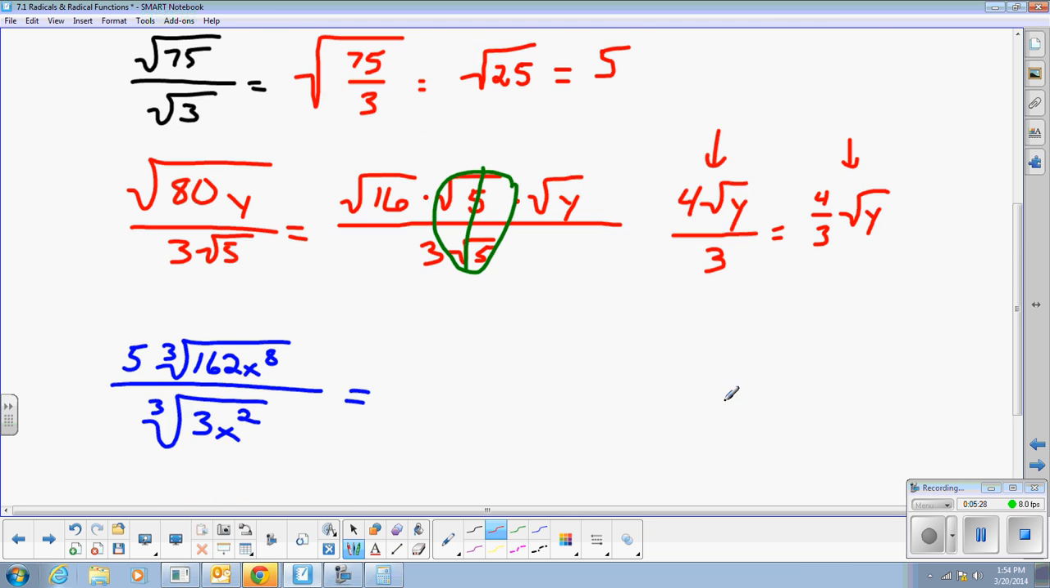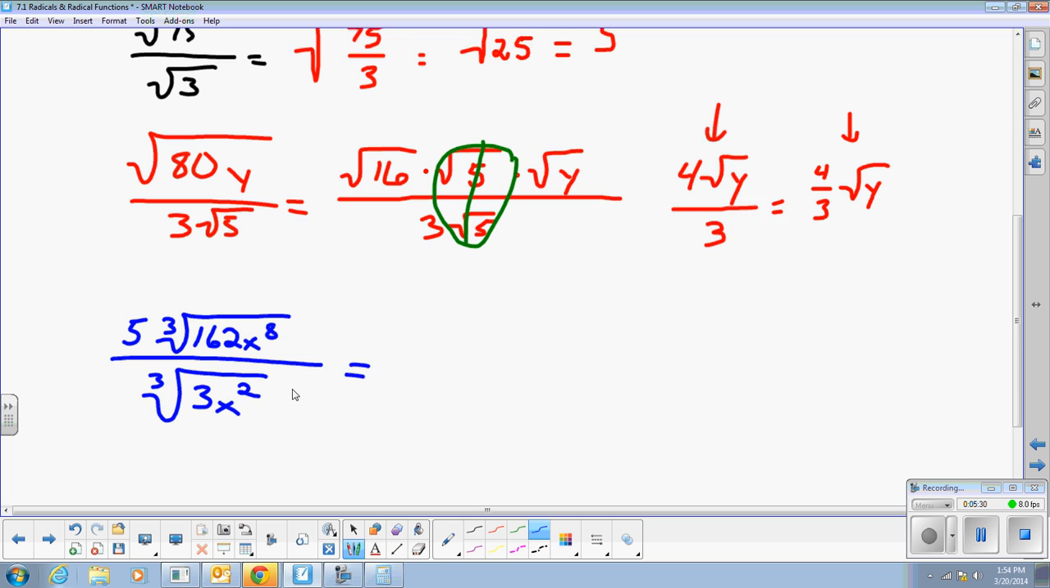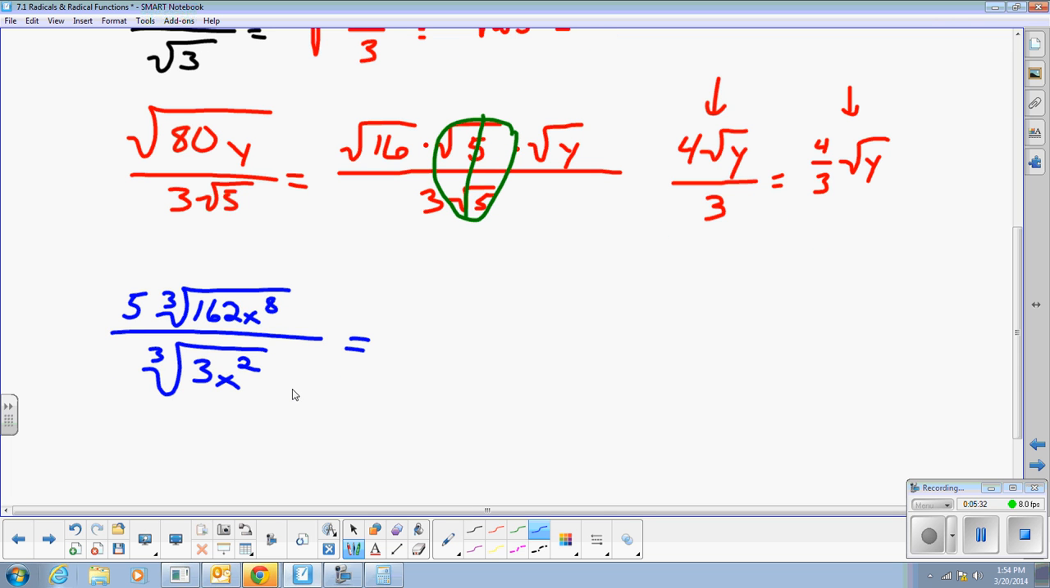Okay, another example for us. Here's one where now I have cubes. 5 times the cubed root of 162 x to the 8th over the cubed root of 3x squared. This is one you can do either way. When I see problems like this, first of all, I'm going to look at the numbers here. And I look at it and say, can I take 162 and divide it by 3?